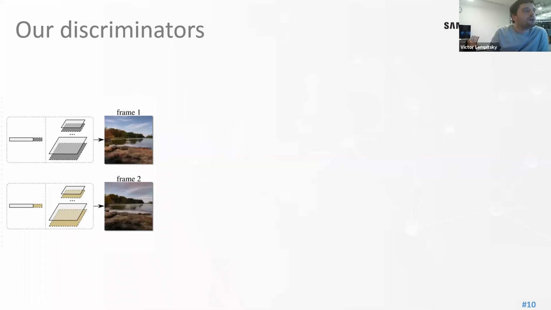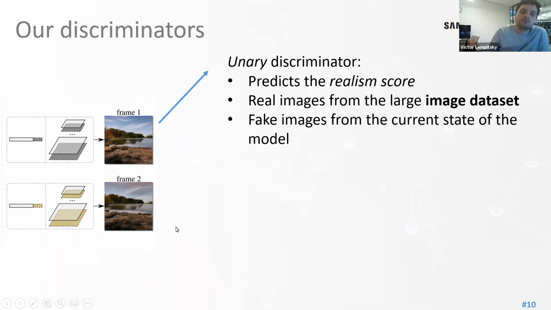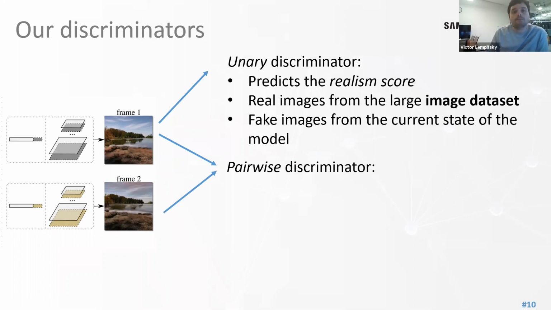We train this extended StyleGAN model with two different discriminators. The first one is the unary discriminator, which, as in common StyleGAN, looks at individual frames and compares them to our image data set, viewed as the real distribution. So it cares about the realism of individual standalone frames. The pairwise discriminator looks at pairs of images that our model synthesizes, which share the static latent variables. To generate the pair, we keep the static latent variables intact and resample the dynamic variables. We plug the pair into the pairwise discriminator, and its goal is to predict consistency.